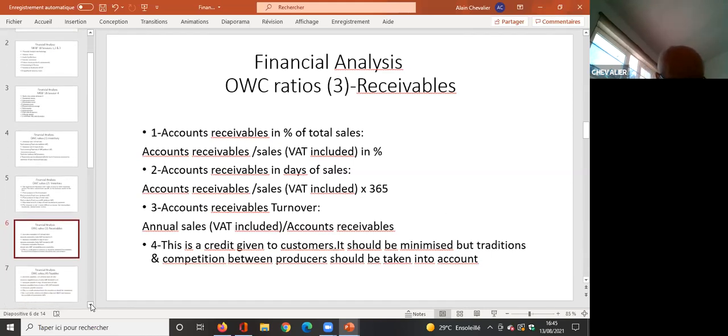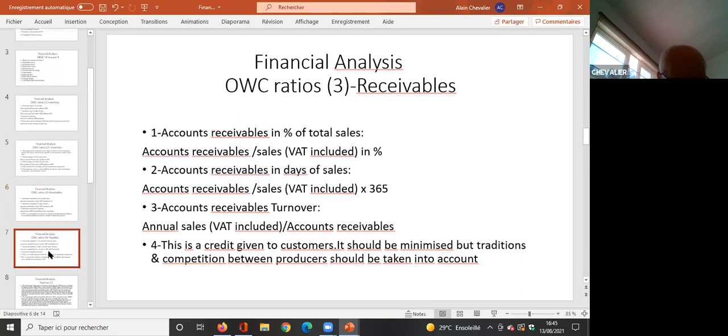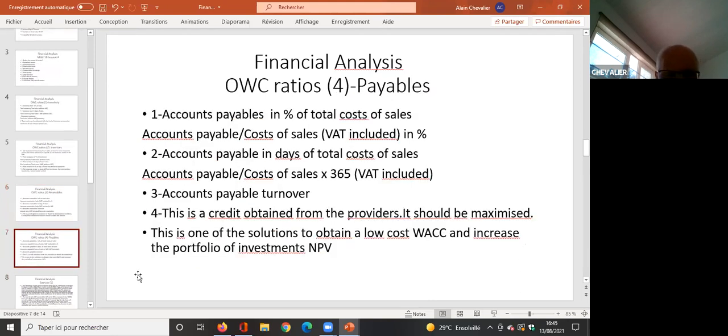So the last basic one is here. It is for payables. The right side of the balance sheet for operating working capital is a bit more complex here than the left side for receivables. Why is it more complex? Because we have to take into account the fact that on this right side, of operational debts, we have at the same time the accounts payable.